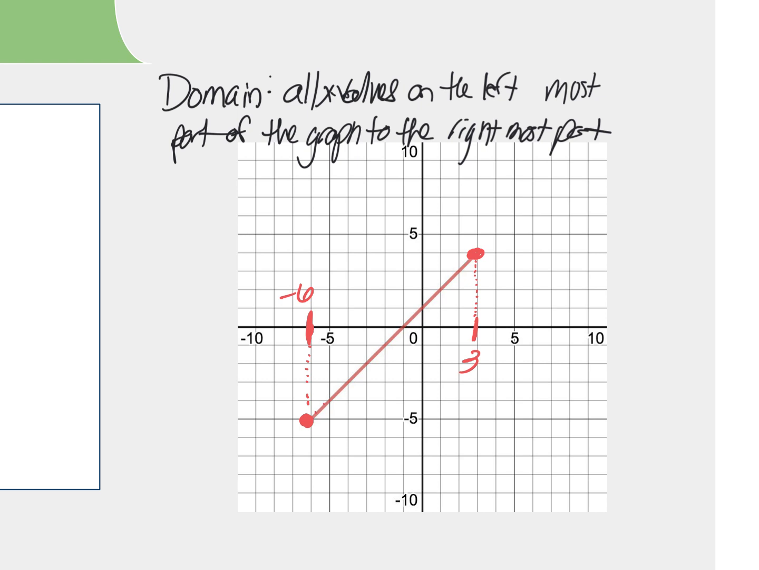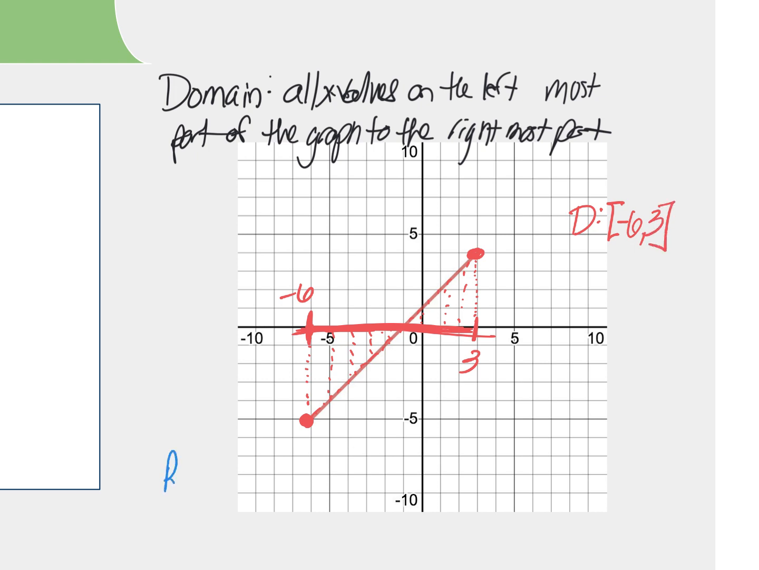And any point in between those dots corresponds to something on my x-axis. There are no gaps going left to right. So it's really easy to see that the domain of this graph can be anything between -6 and 3. And the way that we write that is with a bracket -6, because it's a closed circle, to a bracket 3.